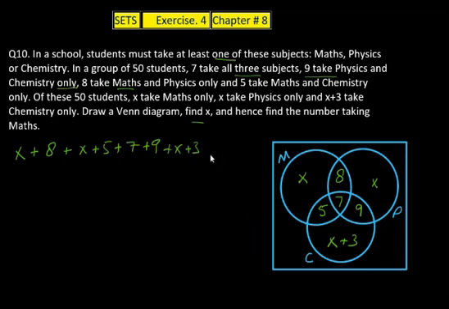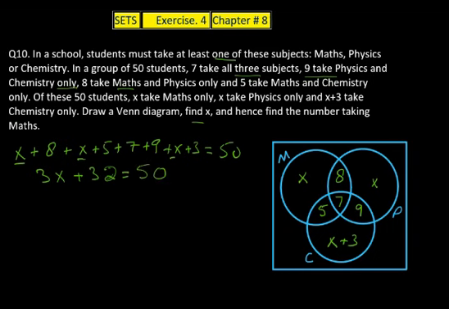So this is all we have covered, equals to 50. Now just simplify it and find the value of X. So let's sum up the X's. X plus X plus X makes up 3X, right? And then 8 plus 5 plus 7 plus 9 plus 3 makes up 32, right? And that is equal to 50.